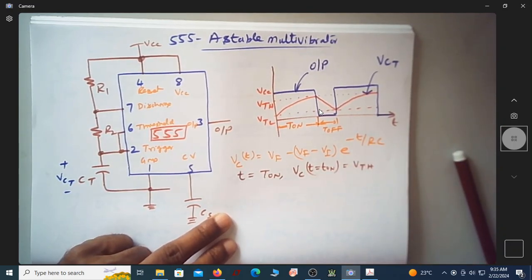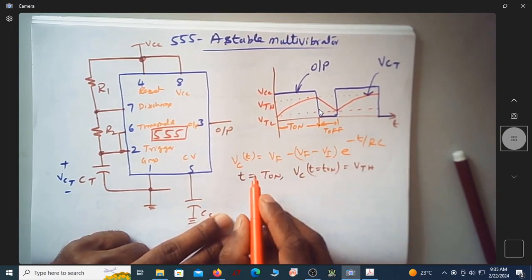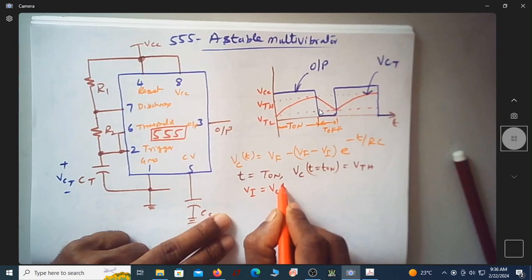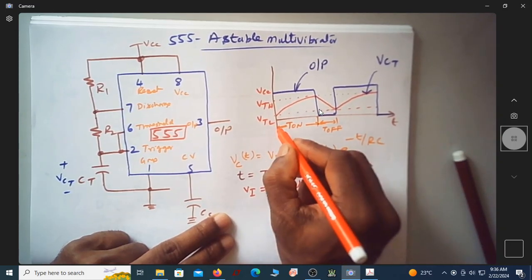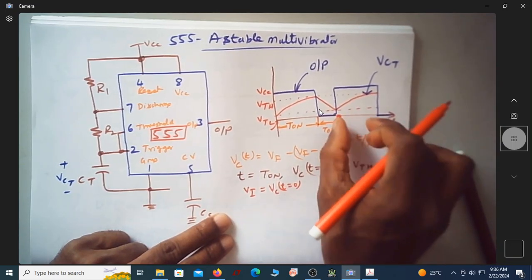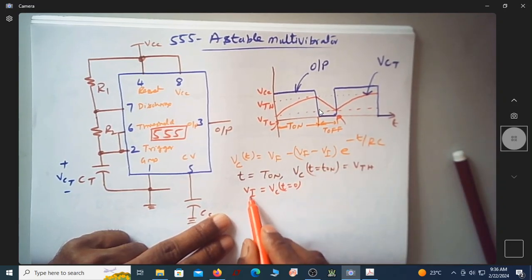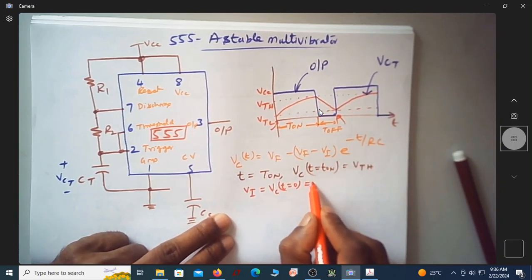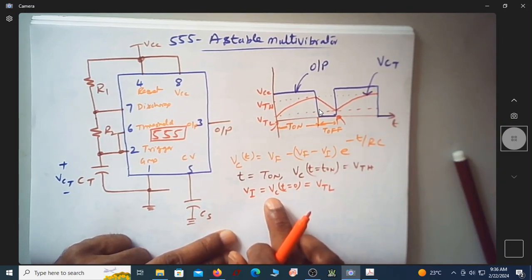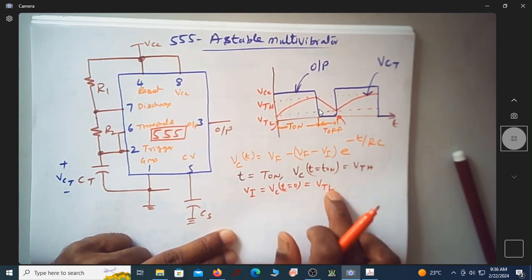Now let us also find, at the starting of on time, what is V initial. V initial is nothing but the voltage of the capacitor at t equal to 0. When I say t equal to 0, it is this time; this is t equal to 0 for on time, the beginning of the on time. That initial voltage under steady state is equal to VTL. So VI, the capacitor voltage at t equal to 0 for on time, is equal to VTL.